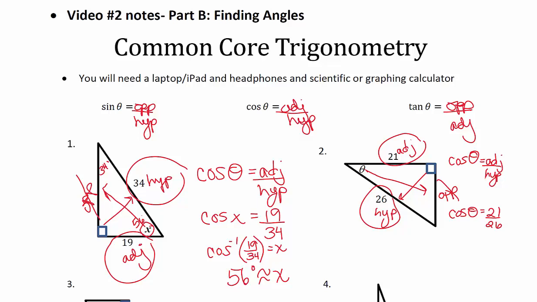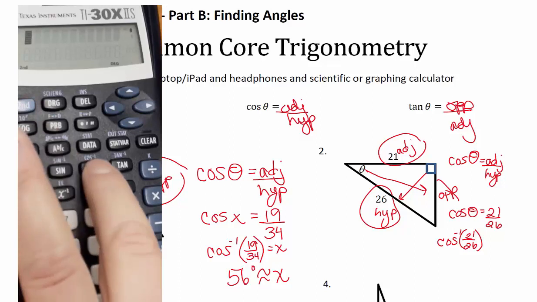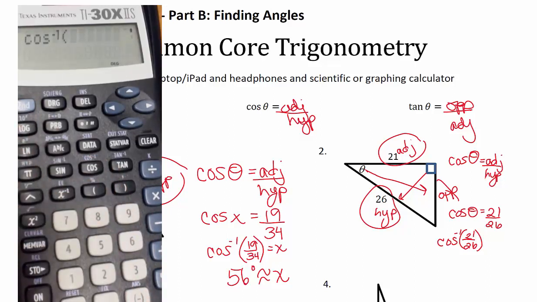You need to grab a calculator, type in second cos, so that it will pop up this cos with a little -1 up top, and type in 21 over 26. And you may want to close those parentheses because it might just only do the cos of 21. We want it to do the whole fraction, and that will give us what theta is. If I type that in, I'm getting 36, and that means 36 degrees for that angle.